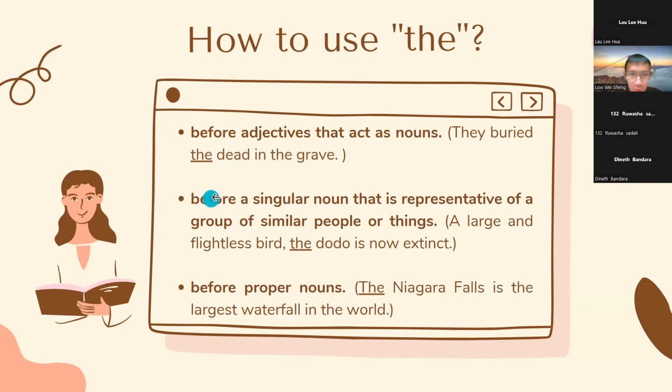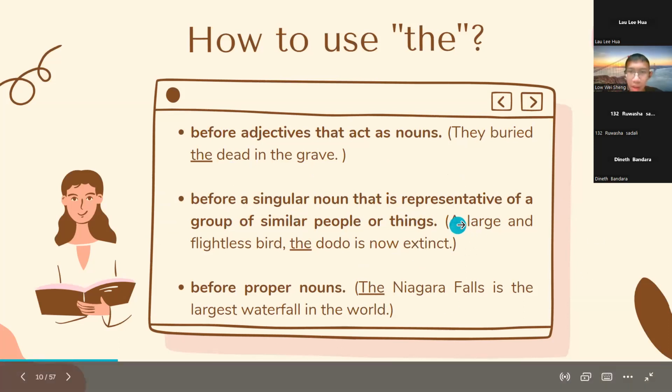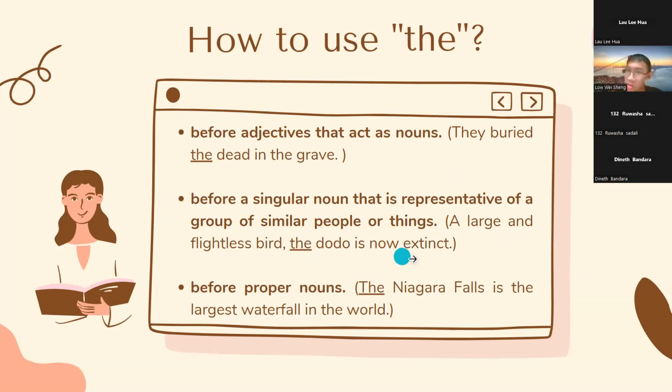The is also used before a singular noun that is representative of a group of similar people or things. So for example, a large and flightless bird, the dodo, is now extinct. So dodo refers to the entire species of dodo, like human, right? Human refers to the entire species of mankind. So in this case, since dodo refers to a group, like the species dodo as a whole, you can use the word the.